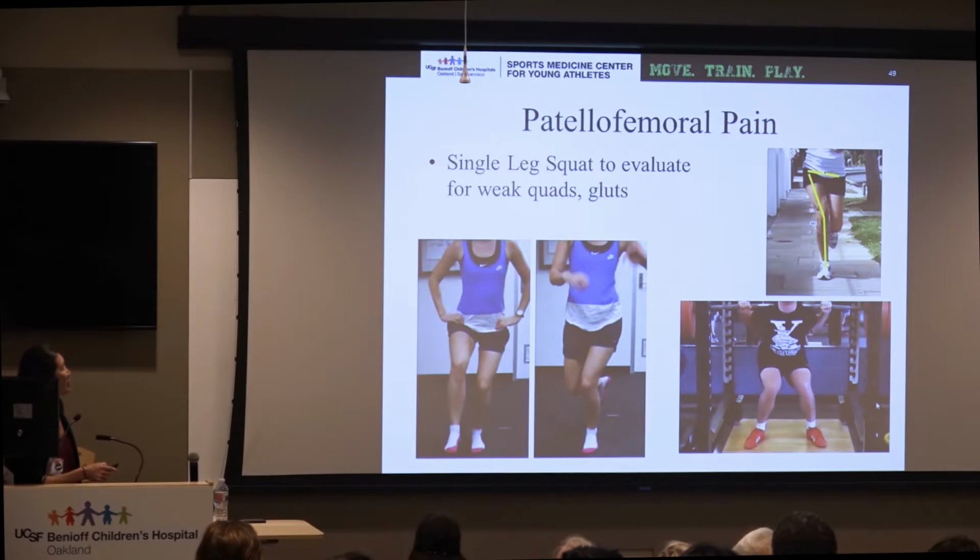A single leg squat to evaluate for weak quads or glutes. So this is a good single leg squat. Knee is aligned over the second toe. This is a not so good. They can't hold their pelvis, their knee goes into valgus. So here's an example of a runner. Knee is going into valgus. Someone who's attempting to lift weights, knee is going into valgus. This is set up for patellofemoral pain because it's not tracking well. Rather than tracking like this, you're tracking like this.